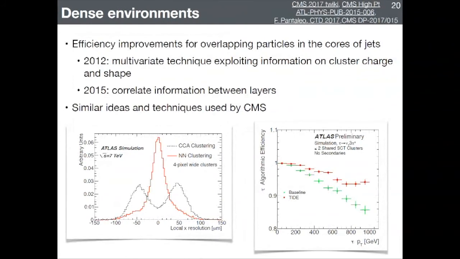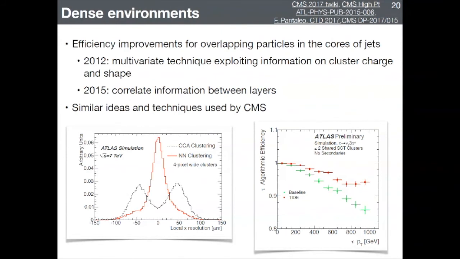So this is a problem that we spent quite a bit of time working on. The first thing that was done was to use multivariate techniques, actually a neural network, in fact 7 neural networks, to use the information in the charge deposited in the detector to identify the case where you actually had two merged clusters and then split them. And you can see this in the plot of the resolution. You've managed to resolve these overlapping clusters by using that information.